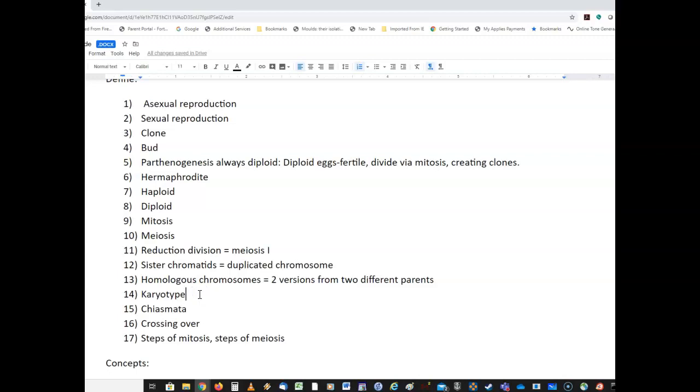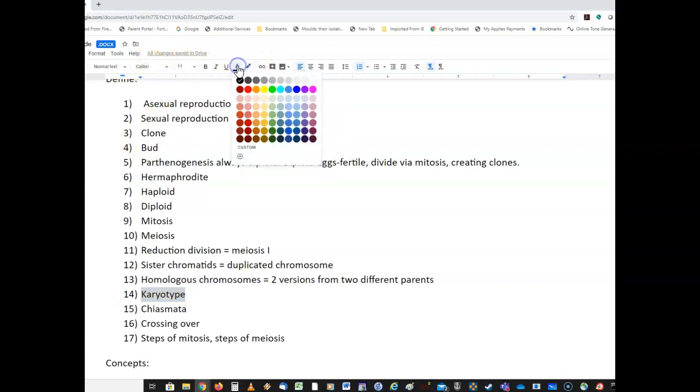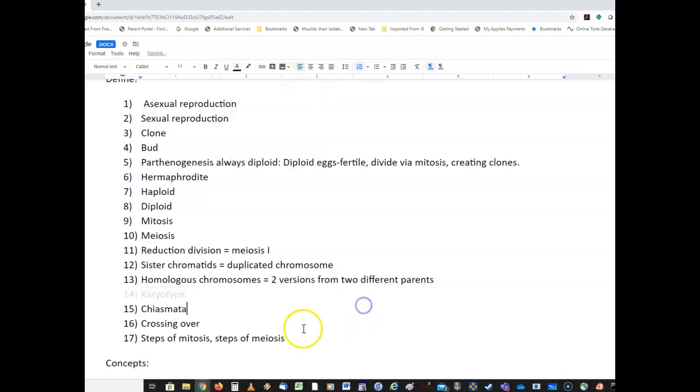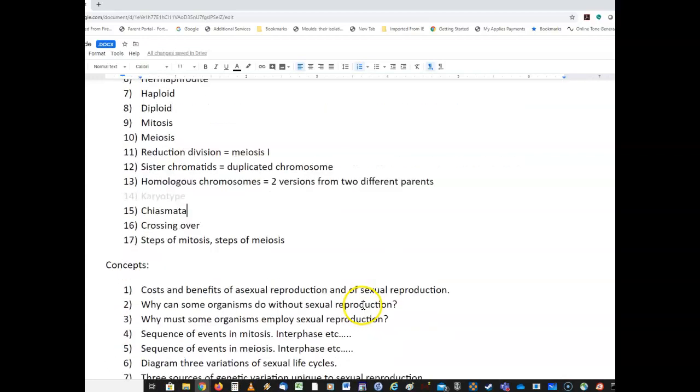A karyotype, let's not worry about that. I'm just going to gray that right out. Not going to really worry about karyotype. Chiasmata and crossing over have to do with the crossing over process. Chiasmata is the overlaying of two different homologous chromosome pieces so that the crossing over event can occur. Crossing over is the actual snipping and recombining of the bits and pieces. All right, then of course go through the steps of mitosis, go through the steps of meiosis.